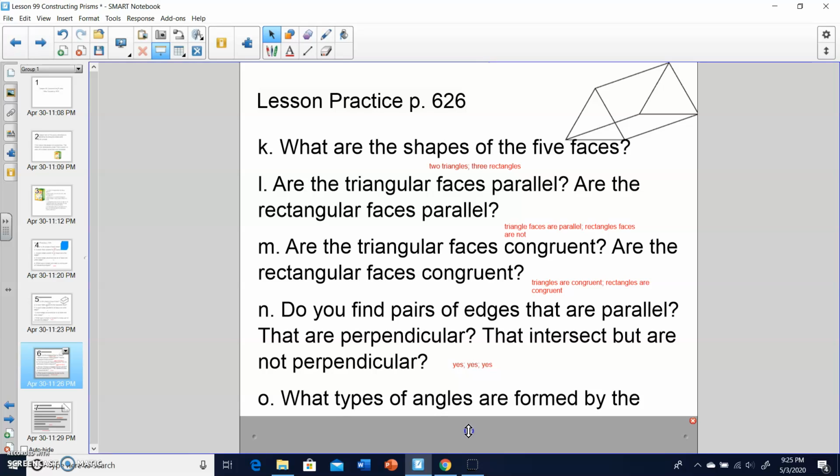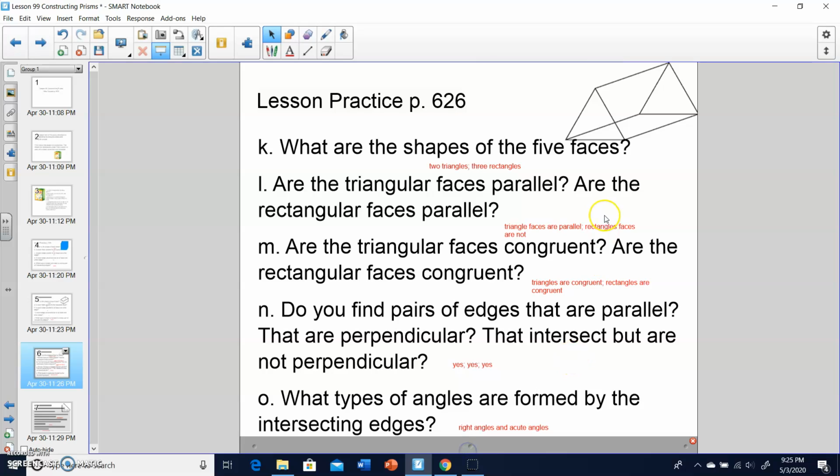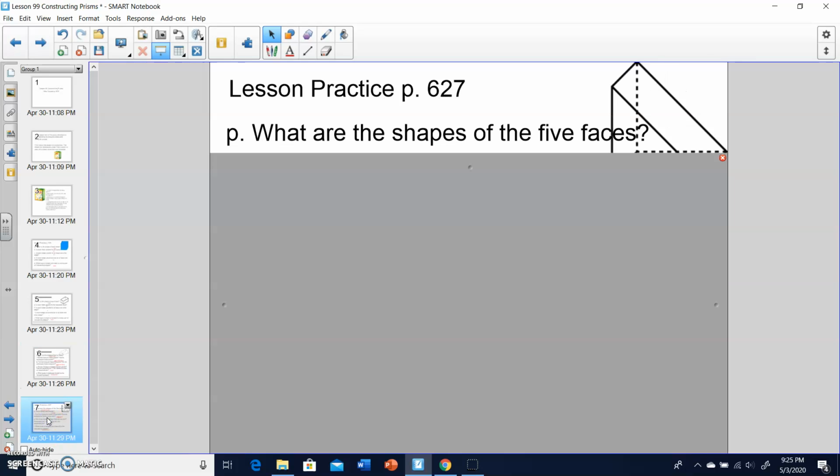What type of angles are formed by the intersecting edges? Okay, well, again, we have some right angles on the rectangles. And since these triangles are not right triangles, then we have all acute angles. Okay, last section. It's still going to be a triangular prism, but it's going to be a slightly different type.